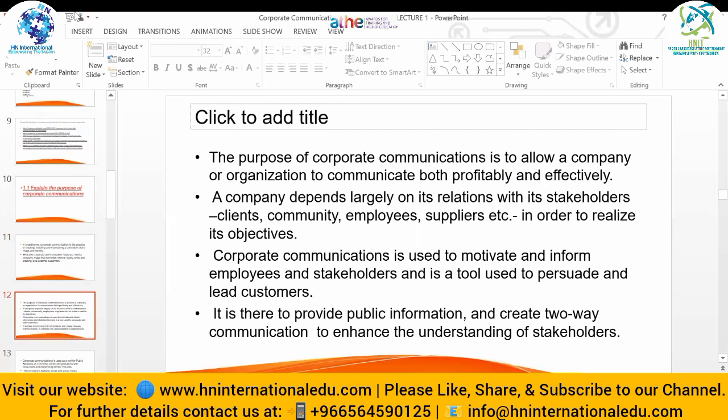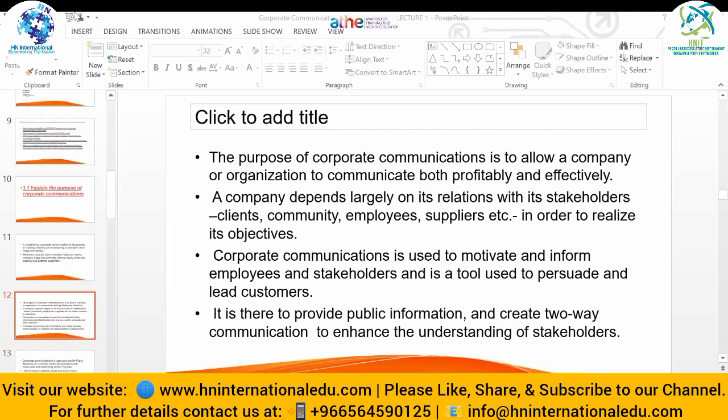The purpose of corporate communication is to allow a company or organization to communicate both profitably and effectively. Whenever we start a business, the main objective is profit maximization, or having enough sales revenue. But the mission statement and objectives need to be implemented effectively as well, because they don't want to gain profit at one time, they want to stay successful for a longer period of time. A company depends largely on its relations with its stakeholders, that is the clients, community, employees, and suppliers, in order to realize its objectives.